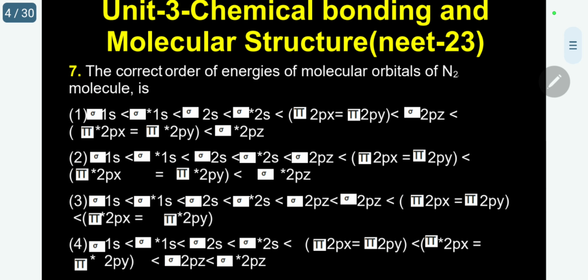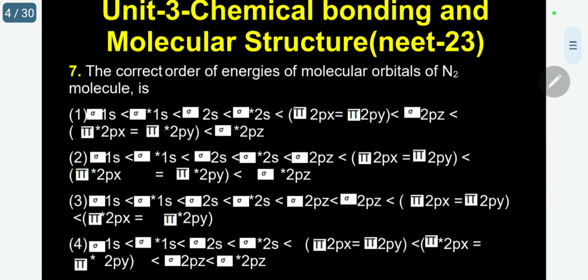Before going to the explanation of this, to understand the question, let me give a short introduction regarding molecular orbital theory. What is molecular orbital theory? The atomic orbitals present in the valence shell of an atom will undergo chemical combination with the atomic orbitals of the valence shell of another atom, combining to form molecular orbitals. So, the total number of molecular orbitals formed is equal to the total number of atomic orbitals combined.